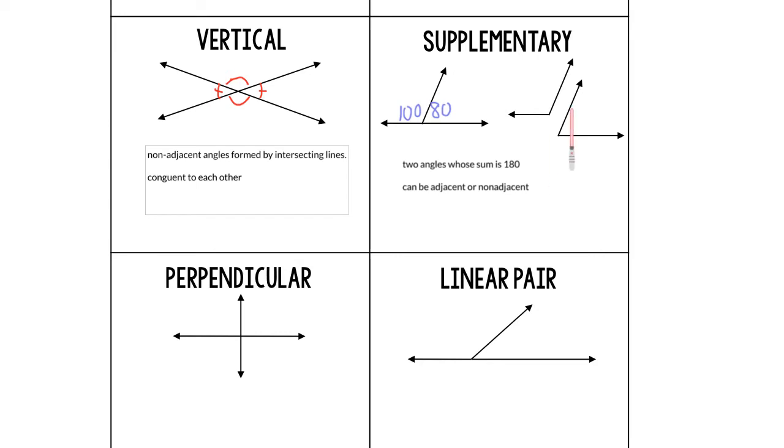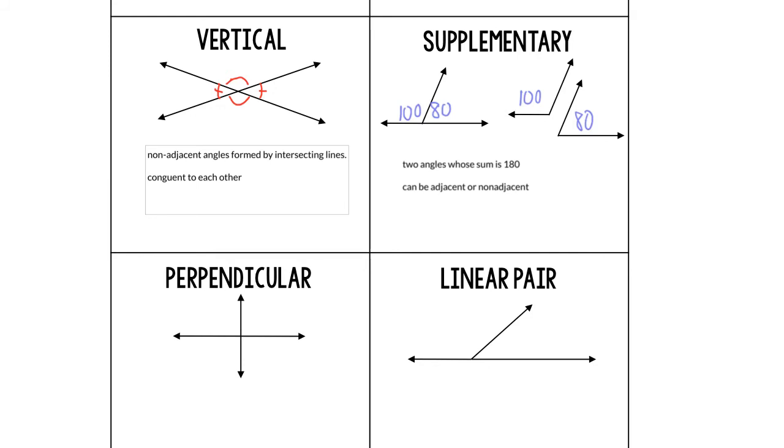The angles over here are also supplementary, but they are non-adjacent. They don't share that common vertex or ray. So this is a 100-degree angle. This one's an 80-degree angle. That means those are still supplementary angles.